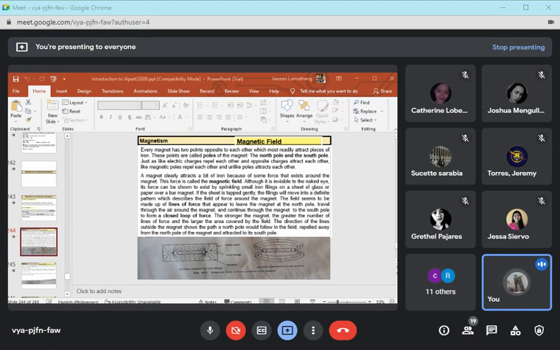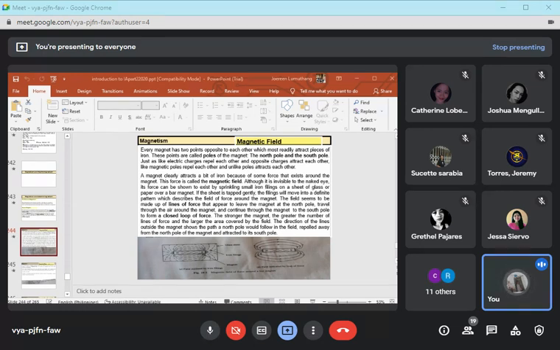So the stronger the magnet, the greater the number of lines of force. Of course, the stronger the magnet, then the force is stronger, and the larger the area covered by the field. So the stronger it is, the larger will be the magnetic area for the magnetic field.